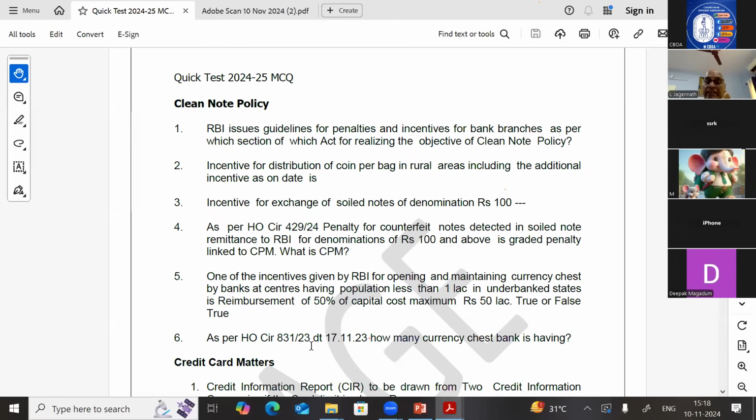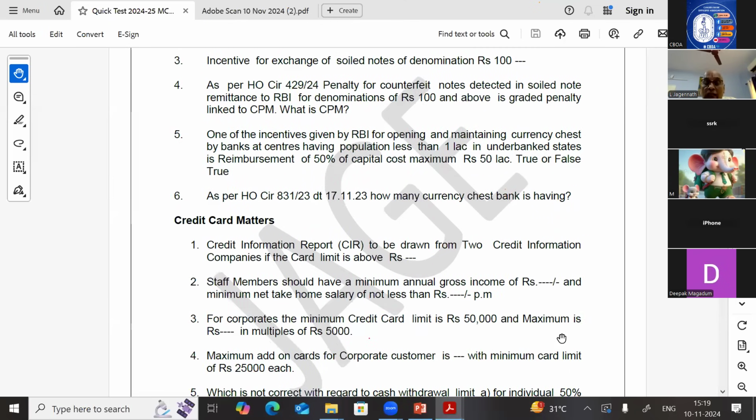As per HO Circular 831/23, I have taken this circular because this has come after your last exam. The last exam was on 11th November 2023. As per HO Circular 831/23, dated 17/11/2023, how many currency chests is the bank having? Our bank is having 150 currency chests as per that circular.